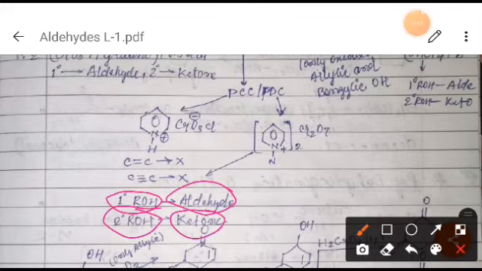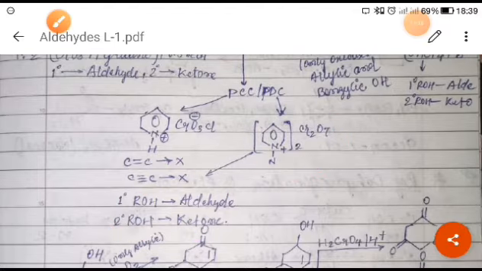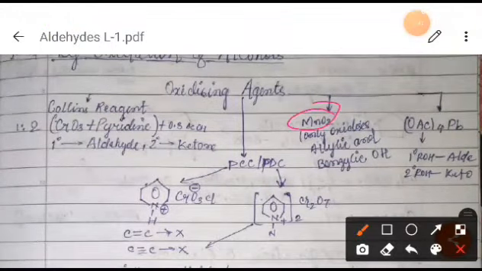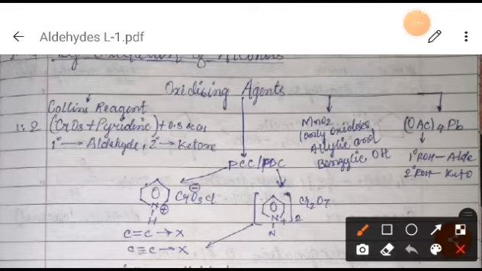Okay, the same thing happens if we are using PDC. This is the formula of PDC. PDC will also change 1 degree alcohol into aldehyde and 2 degree alcohol into ketone. Now next, if you are taking the oxidizing agent as MnO2, MnO2 only oxidizes allylic and benzylic OH. Okay, MnO2 will oxidize only allylic and benzylic OH.